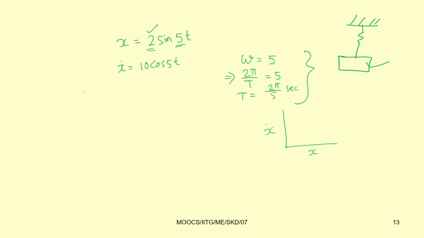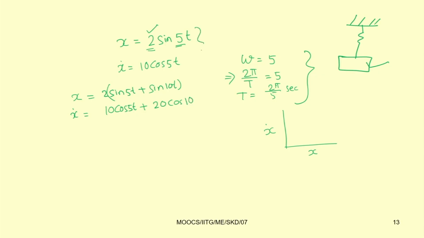And let us take one more example. Take x equal to 2 sin 5t plus sin 10t. So here x dot will be equal to, for the first part, 2 sin 5t, this becomes 10 cos 5t, plus here 20 cos 10t.